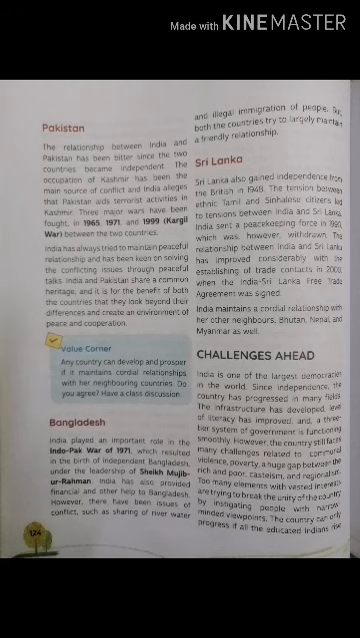Challenges ahead. What are the challenges that India has been facing and will face? India is one of the largest democracies in the world. Since independence, the country has progressed in many fields. The infrastructure has developed, the level of literacy has risen, and the three-tier system of government is functioning smoothly. These changes have been observed, and India is still working on its community, economy, and basically on people.